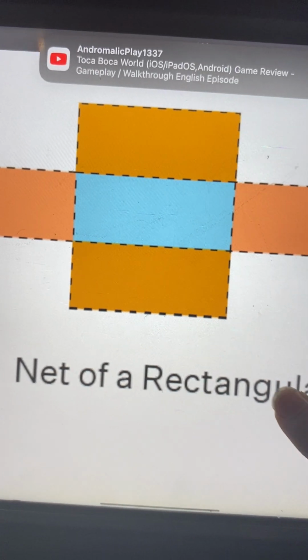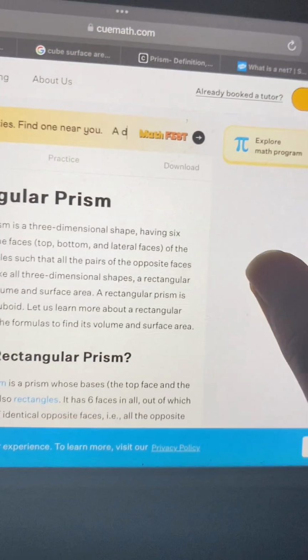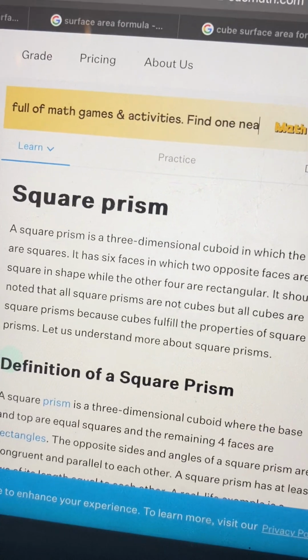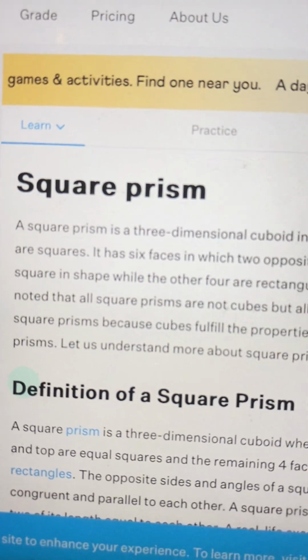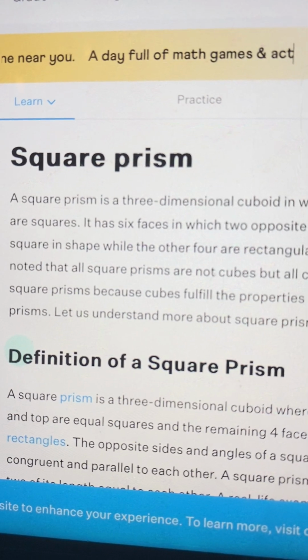So, yes, this is the net of a rectangular prism. However, the net of a square prism is different because 2 of the bases are squares. So, if we look over here, this tells you information about a square prism. A square prism is a 3-dimensional cuboid in which the bases are squares. Cuboid? Huh, that's a new word. What is a cuboid? That's a great question. A cuboid is a kind of rectangular prism because it looks like a cube but elongated. So, it's a cuboid.